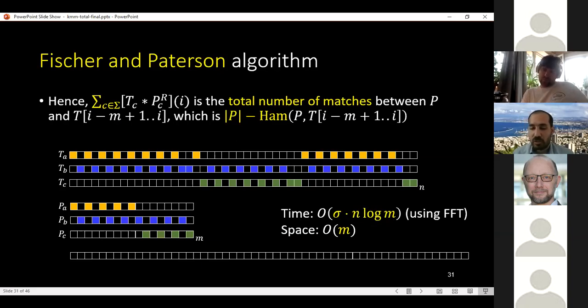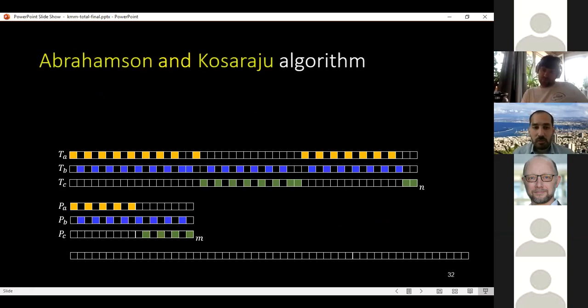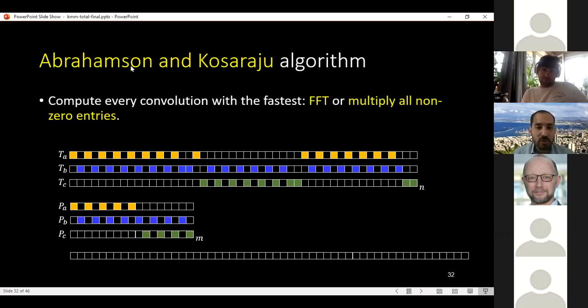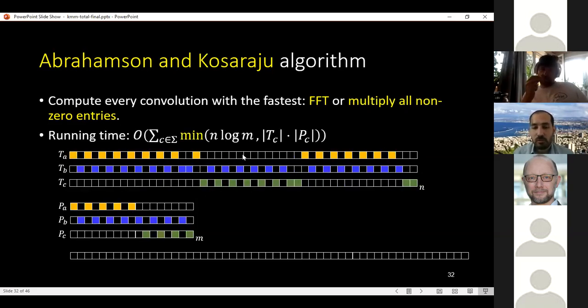because we just repeat the same algorithm from before for every character. Notice that if you consider the algorithm by Abrahamson and by Kosaraju, then we just need one simple extra observation. The extra observation is that when we want to compute the convolution of t_a and p_a, we can use FFT, but we also can use the more combinatorial algorithm, just multiply all the non-zero entries, and we are greedy, so let's take the minimum between them. Let's just compute the convolution of every pair of such functions in time which is the minimum between n log m and the number of non-zero entries in the text times the number of non-zero entries in the pattern.